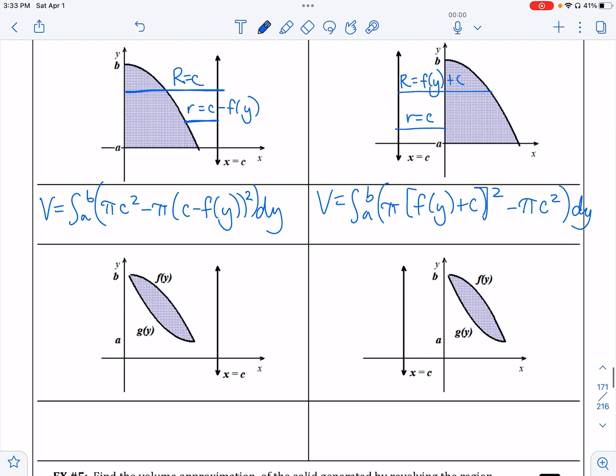If you look at this one, we're revolving, and the greatest distance is from here to here. So that's R equals c minus g of y. The smaller distance is here, so r equals c minus f of y. The larger distance, because this is our axis, is from here to here, so R equals f of y plus c. The smaller distance is here, so r equals g of y plus c.